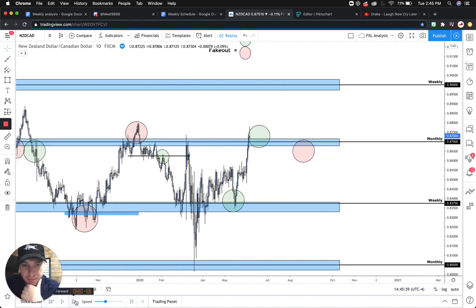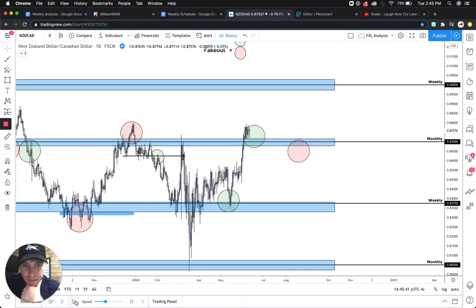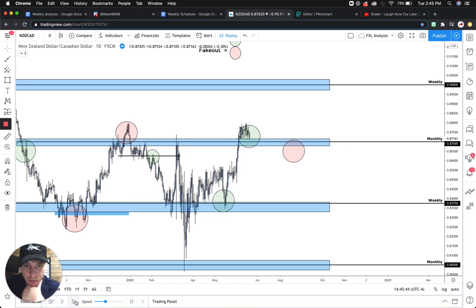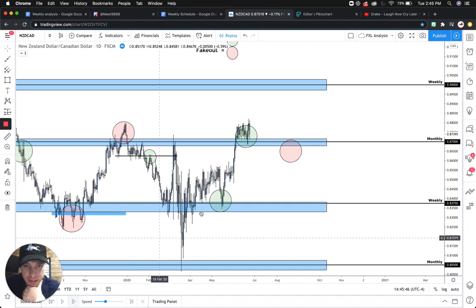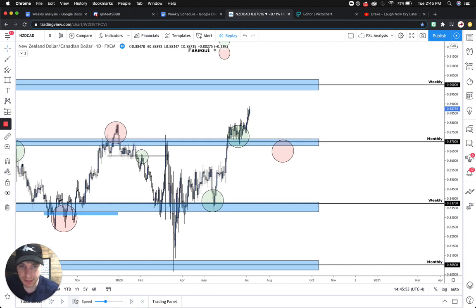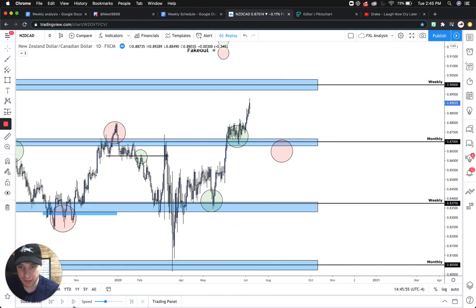Are we going to enter on it? Let's see. Not yet. Want to see a higher low. There it is. So it pulls back, tests a higher low right at the monthly, gives us an engulfing. So that's a good example right there. And then it continues higher, right? Up into our weekly. Perfect.